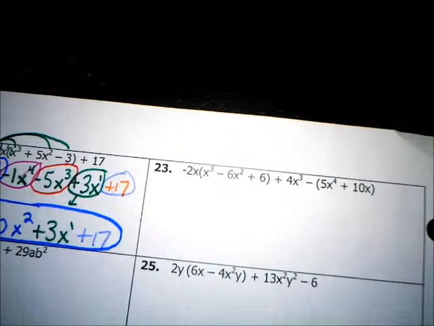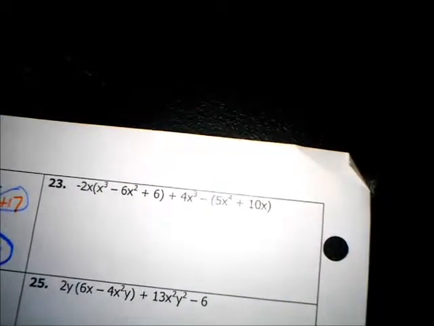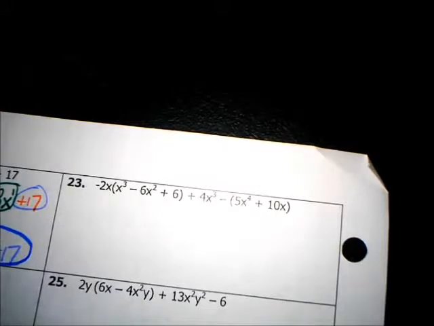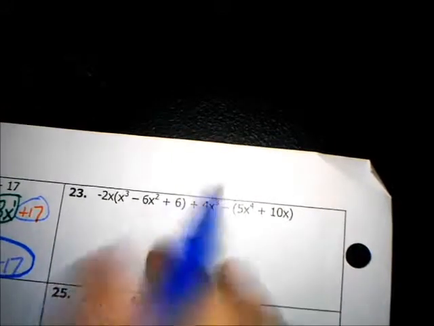Alright, 23. On 23, they're just getting more and more difficult and longer. You got to be very careful. There's an understood 1 in front of that x to the 3rd, and that's it the rest of the way. So I'm going to multiply.